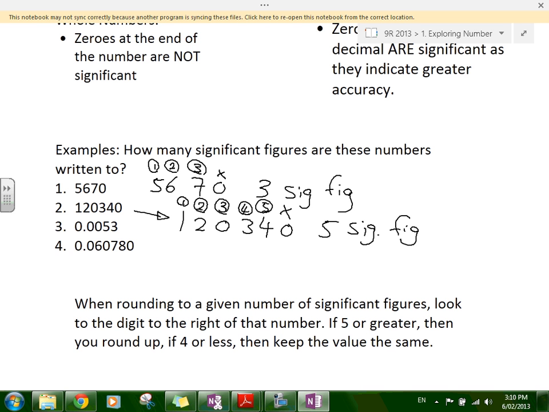No, the zeros at the start are not significant for decimals. Right, so 0 point, you have to find from the left the first non-zero. And the first non-zero value is 5. So this is actually written to 2 significant figures.